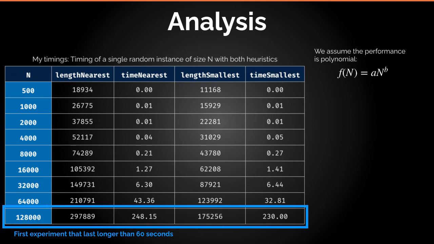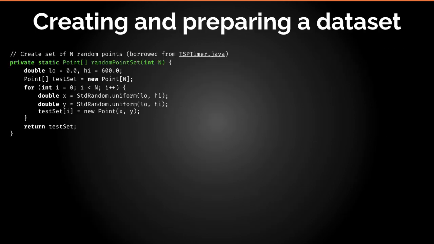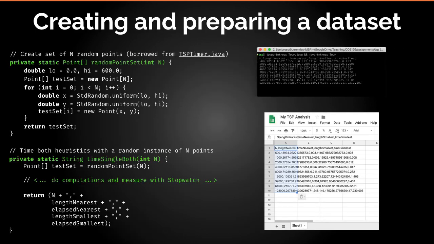The way that you then compute performance is by using the doubling method. So we assume that the performance is polynomial. Again, we assume that it's polynomial. We use the doubling method, and so we can solve for B and A. That's fairly straightforward, and I'm not going to bore you too long about it. But what I do want to tell you is that creating your data set is an important part of this.